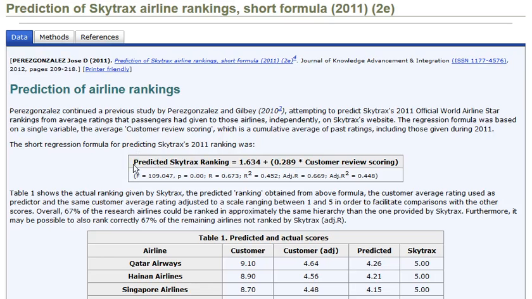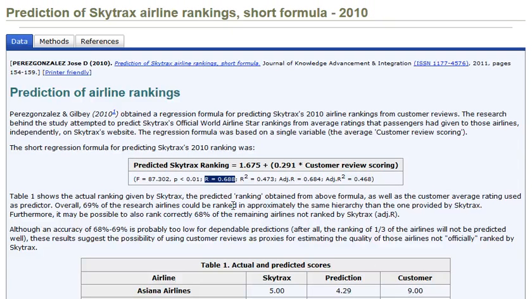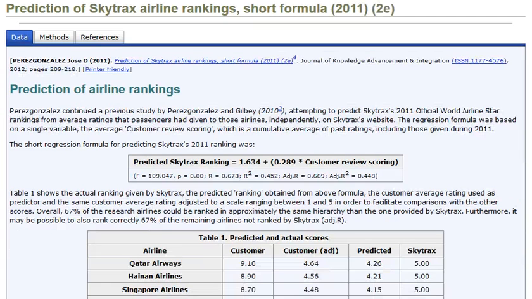Now, this is the regression formula for 2011, and we could compare that against the formula for 2010, and we see here, as we had highlighted it, that in 2010 there was a correlation between the predictor and the criterion close to 69%. It is a bit lower in 2011, but not by much, so it's basically the same prediction, more or less.